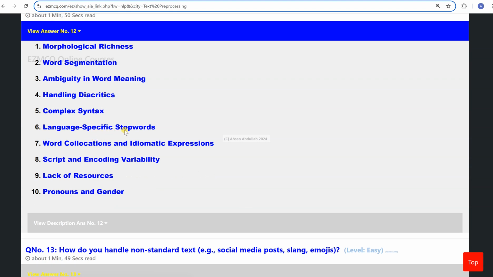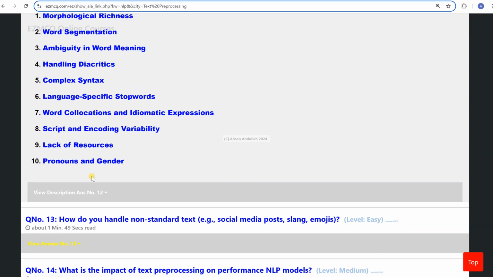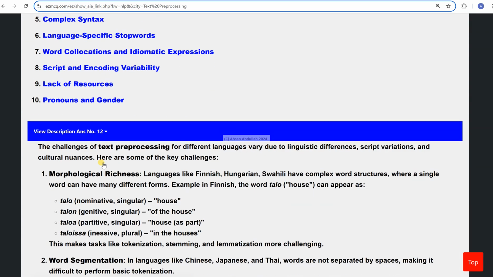Language-specific stop words. Stop words in English are like is, the, and so on, but these stop words may be very different for different languages. Word collocation and idiomatic expressions, for example, kick the bucket. Kick the bucket in its literal meaning is different from the idiomatic meaning. Script and encoding variability, I will talk about it, and lack of resources. So let's go over the detail instead of looking at the bullets.